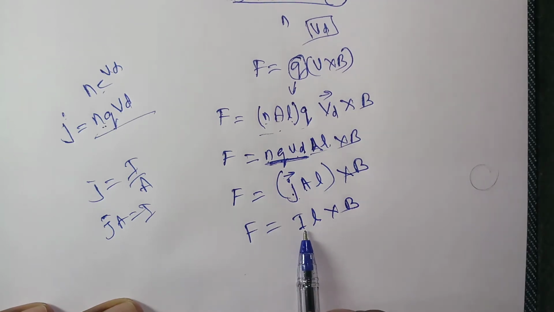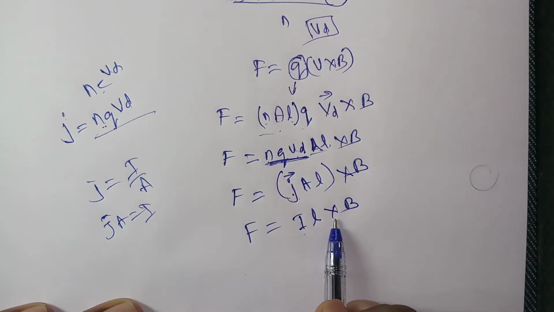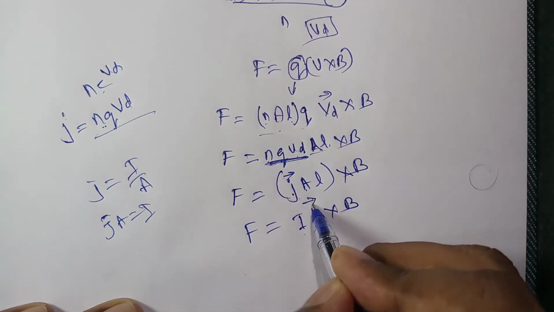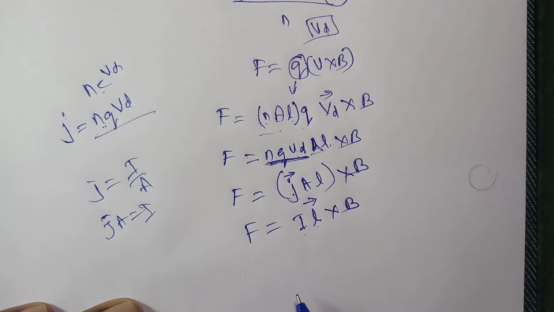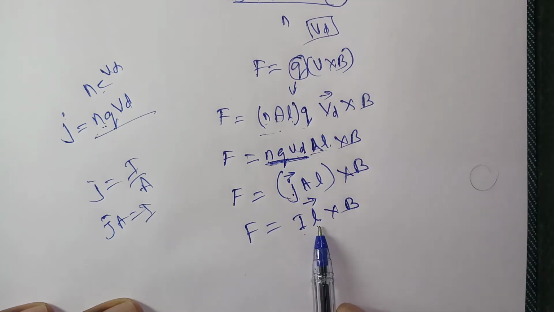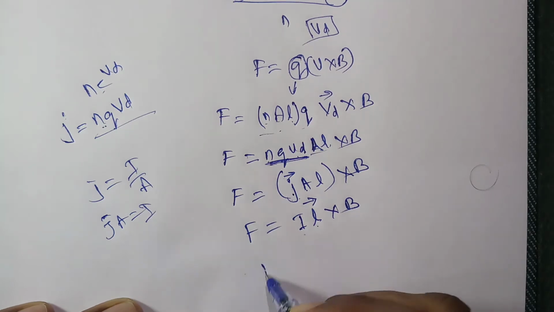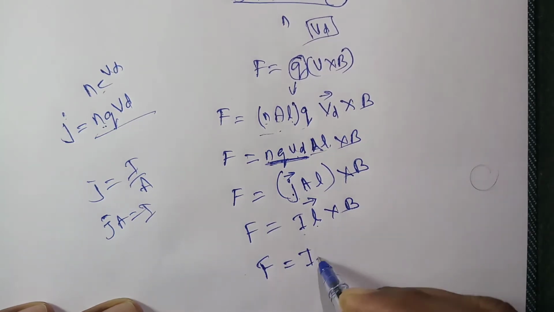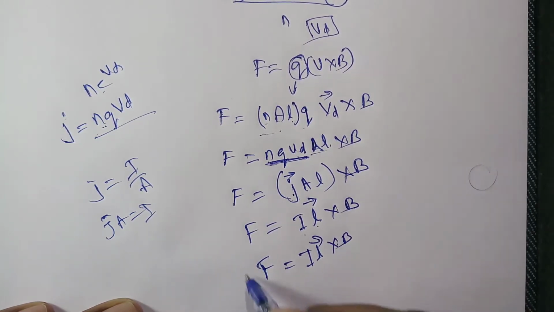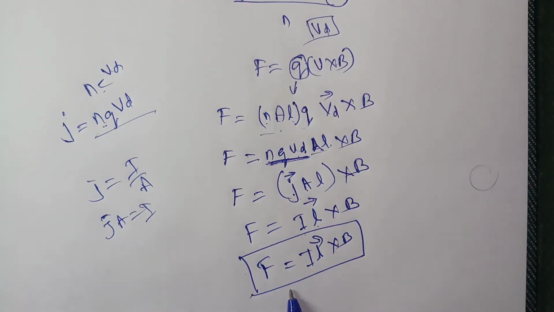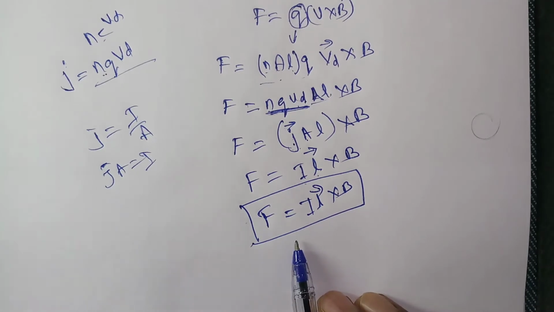So when this I is not a vector, but we have to take a cross product here, what we will do is consider this length as a vector. Just like how we take area as a vector, we can take the length as a vector, with the direction in which the current is moving. So now our final equation is F is equal to I L cross B. This is the equation for force acting on the conductor when it is fixed in the magnetic field.